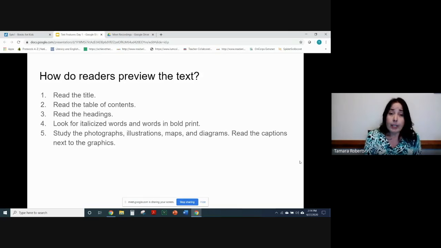Another reason is that it helps you activate that prior knowledge. What do I already know about this topic? If I know this, then when I read this text, I'm going to learn more about it. So by previewing the text, it helps us as readers prepare to read the book. Think of previewing like when you go to the movie theater and you're sitting in the seats waiting for your movie to start, and the previews for new movies start coming out. And they give you little clips of what the movie's going to be about.